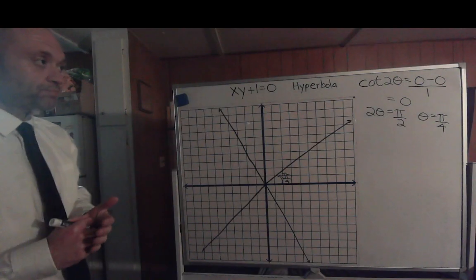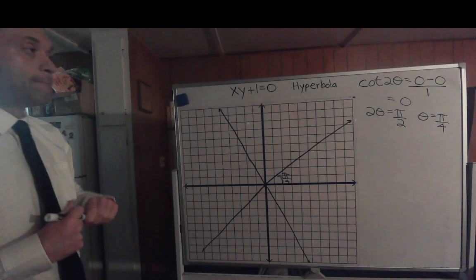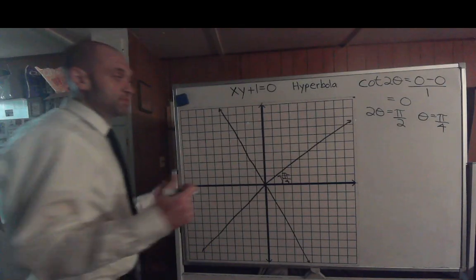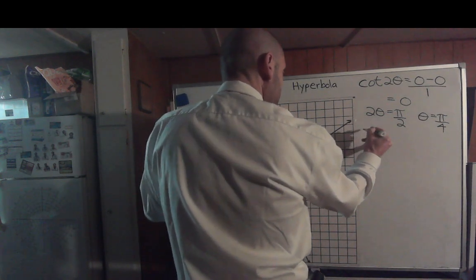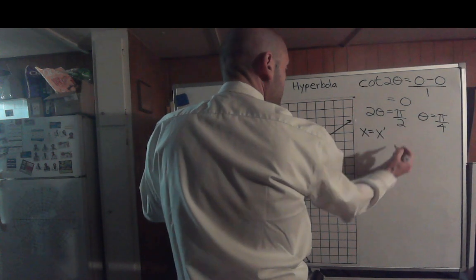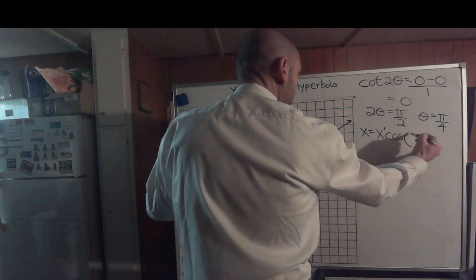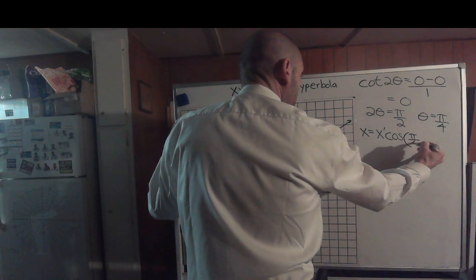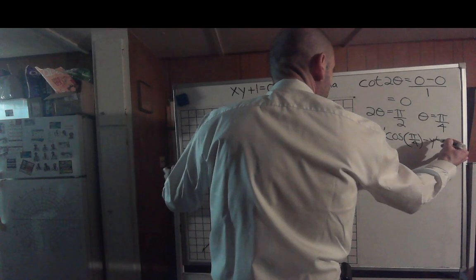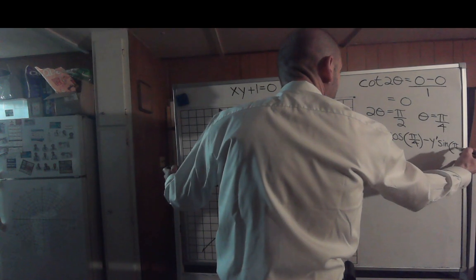Now, the next thing we're going to want to do is find values for x and y to substitute in. So x, as we've already determined, is equal to x prime times the cosine of theta, so that'd be times the cosine of pi over 4, minus y prime times the sine of pi over 4.